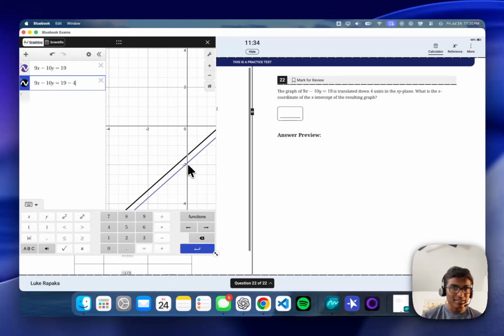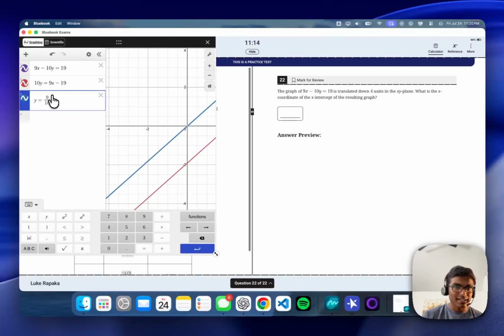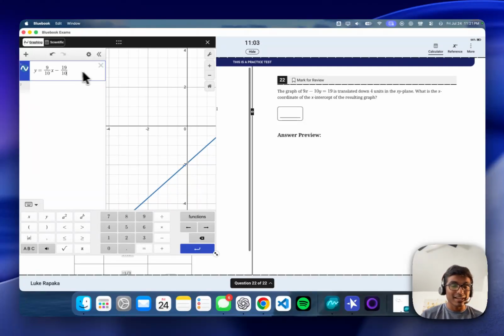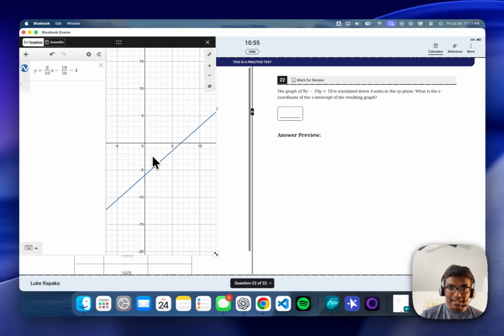And as you can see, wait, hold up. You know what? I don't want to confuse anyone, so let's just solve this out real quick. So 10y equals 9x minus 19. Divide by 10, y equals 9/10 x minus 19/10. Boom. So that is our equation. Just double checking we did everything right there. Yeah, looks good. Okay. All we need to do, translate that down for minus 4, right? And then what is the x-intercept?